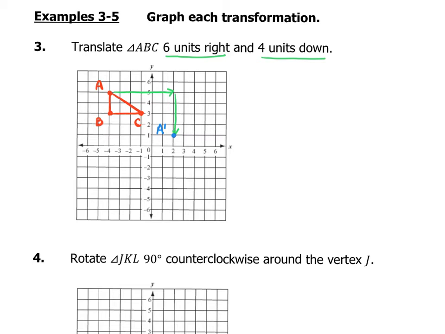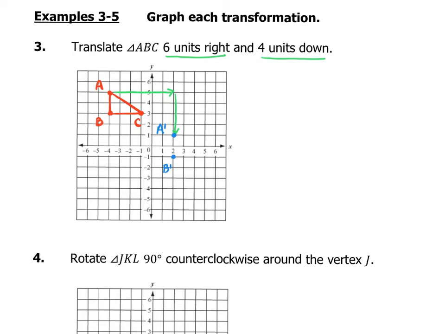I'm going to do the same thing to point B. I'm going to translate it 6 units right, so 1, 2, 3, 4, 5, 6, and 4 units down, 1, 2, 3, 4. So it ends up at 2, negative 1, and I'll label that as B prime.